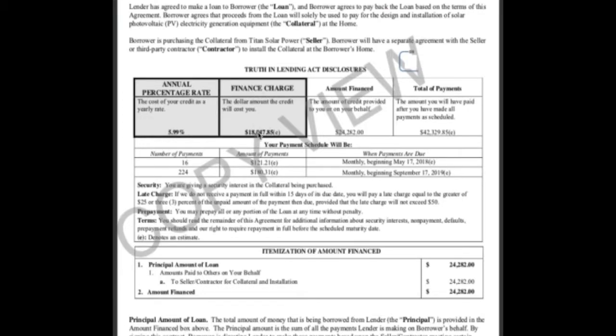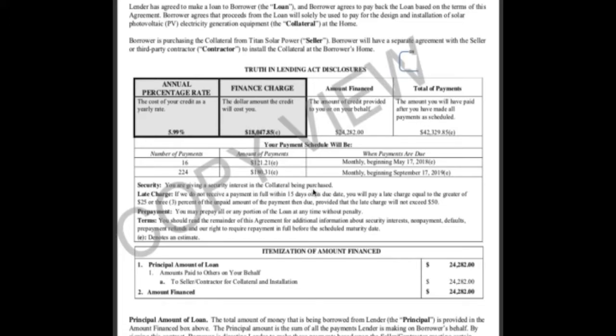So your APR is going to be 5.99%. The finance charge is 18,047.85, and you have your amount financed that we agreed to, which means the total of payments would be 42,329 if you went all 20 years of the actual term itself, which shows right here. You may prepay the loan at any point in time, so that anything you paid up until that day, you'll save some money on that finance charge if you pay it off early.